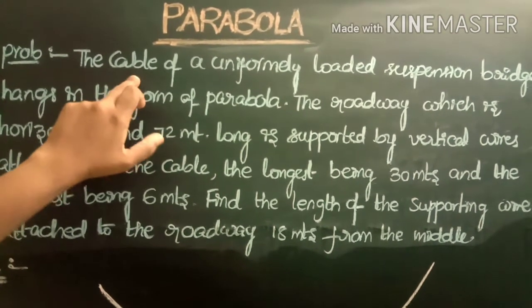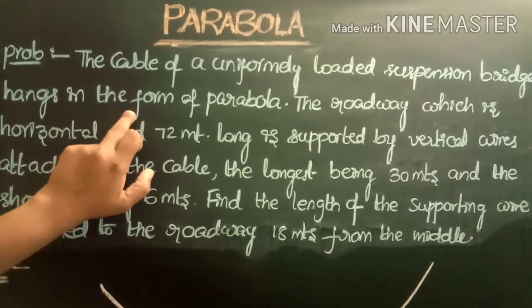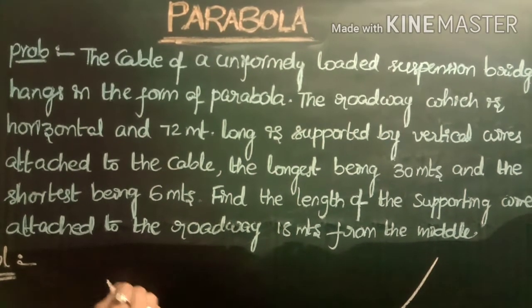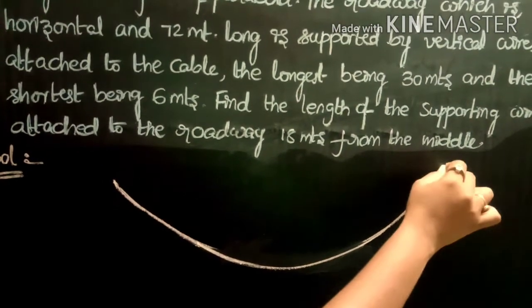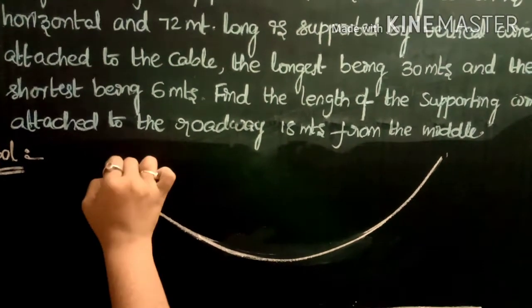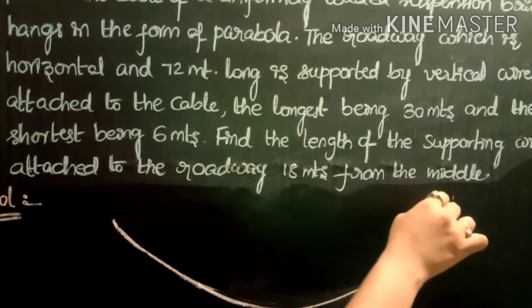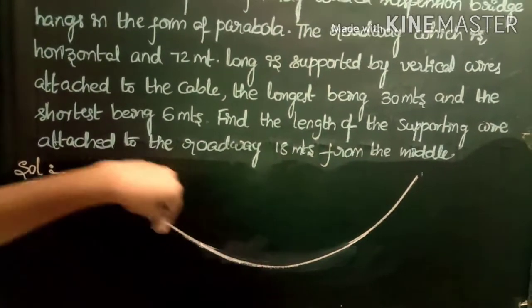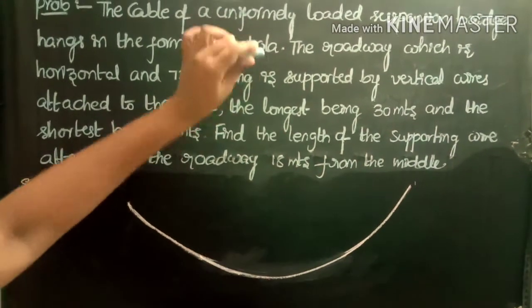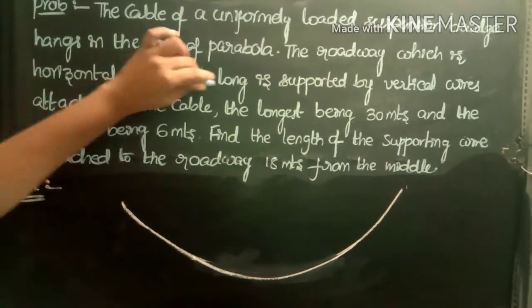So, the cable of a uniformly loaded suspension bridge hangs in the form of a parabola. This is the cable of the bridge, the cable of the uniformly loaded suspension bridge, which hangs in the form of a parabola. The roadway, which is horizontal and 72 meters long.